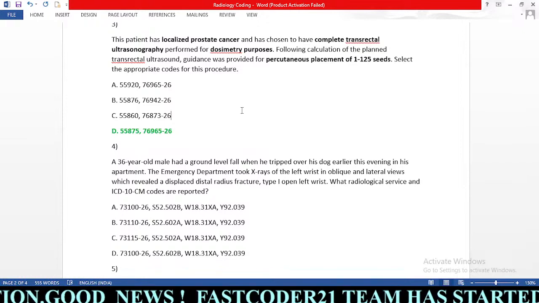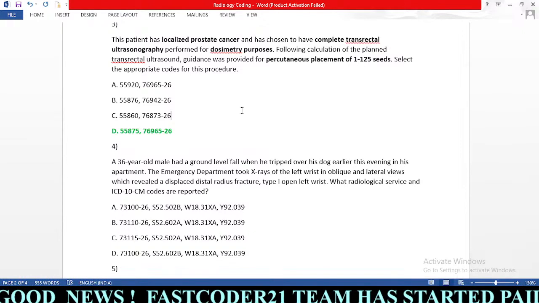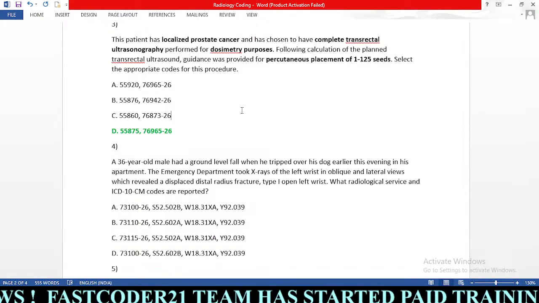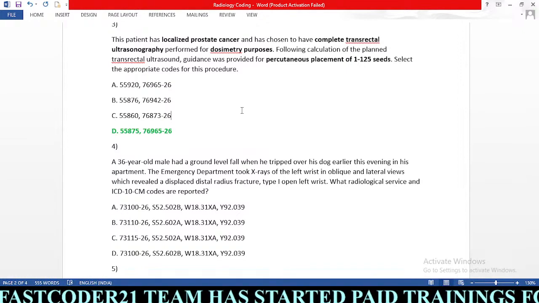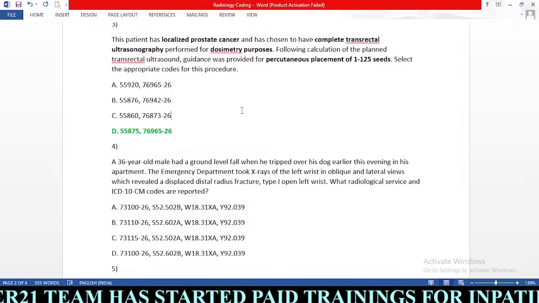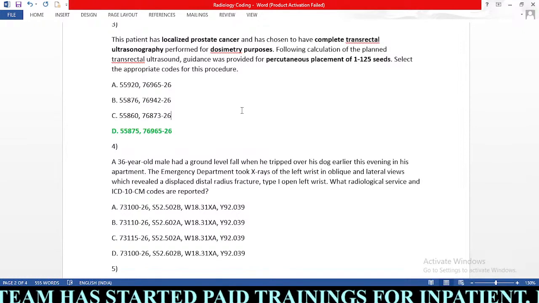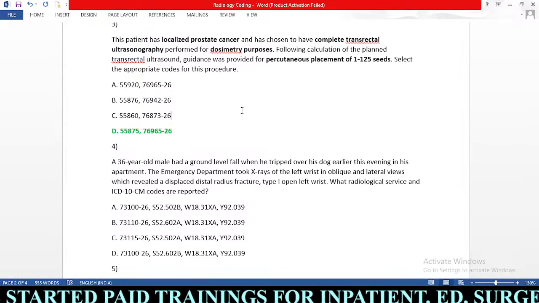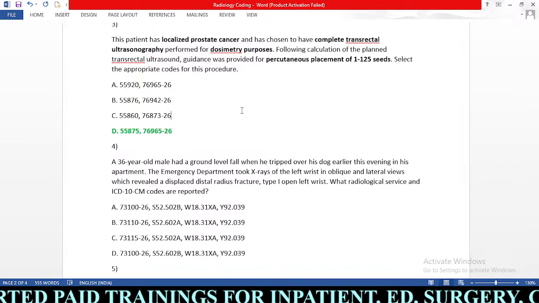So here we have two options in order to find the correct answer. So whether if you have competency with CPT, using the CPT you can find the answer. So if you are confident with ICD, you can find the answer with ICD.